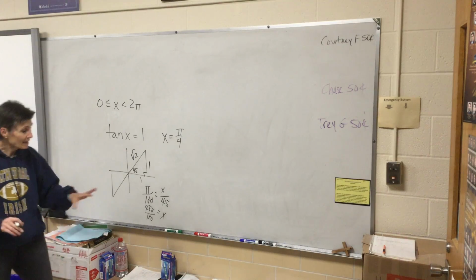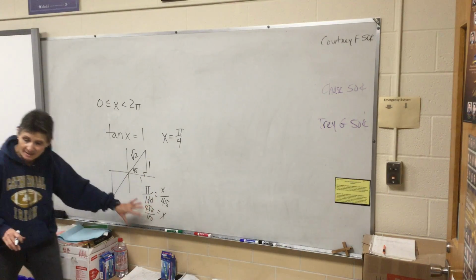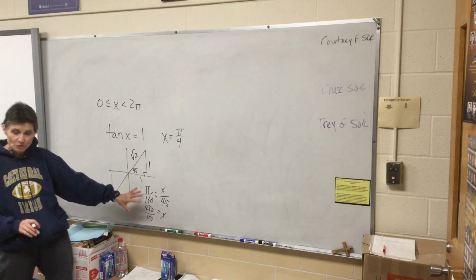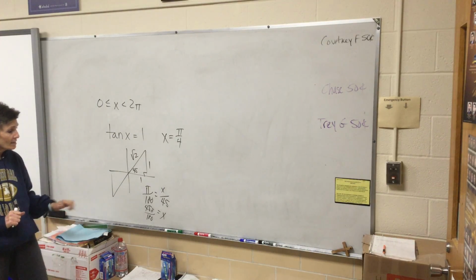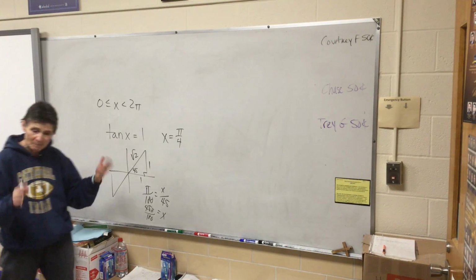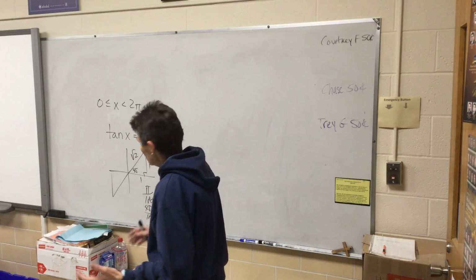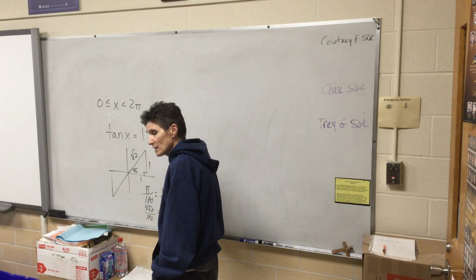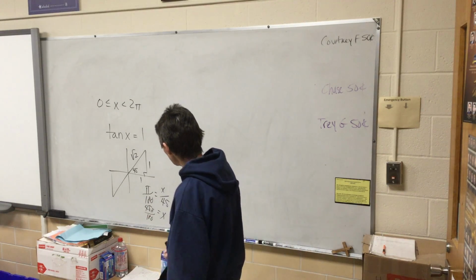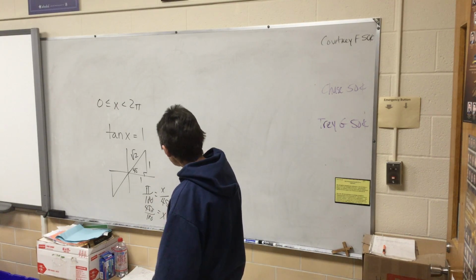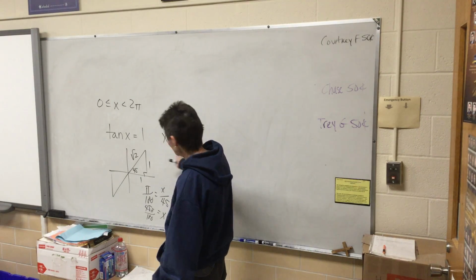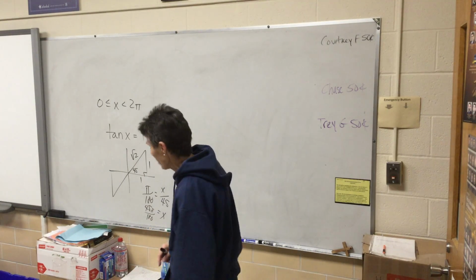So guys, I am not going to go through this process every time. If you need to do that, that's okay. But by this point, you should be recognizing that 45 is a fourth of 180. If you don't, it's fine, but I'm not going to do that anymore. We're going to move past that. So my first quadrant angle is pi over 4.